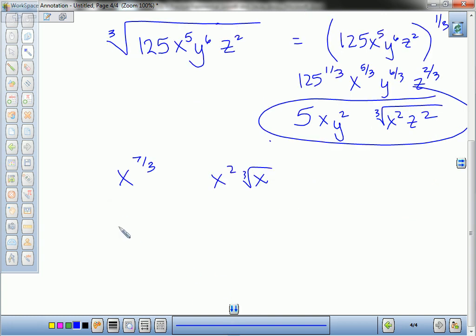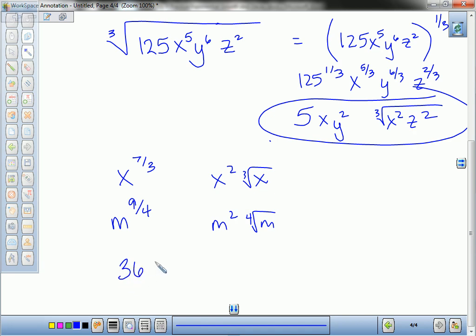So let's do another one. Let's say we have m to the 9/4. Okay? How many times does 4 go into 9? Twice. And how many's left over? 1. But because this is a 4, this is a 4th root. Okay? So let's look at this.